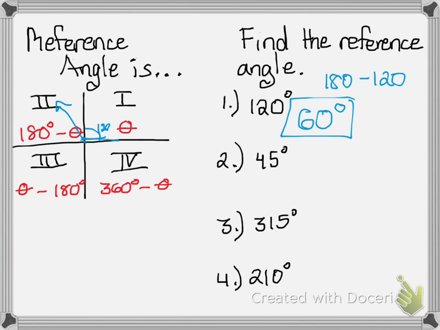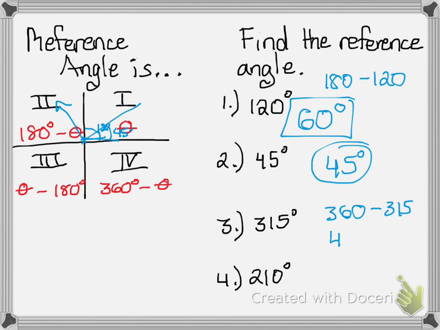All right, let's look at 45 degrees. Which quadrant will that angle end up? It surely will be in that first quadrant, 45 degrees. So the reference angle is just going to be 45 degrees. 315 degrees. Which quadrant? I keep saying that. Which quadrant will that angle end up? It will end up in the fourth quadrant. So since it's going to be the fourth quadrant, I'm going to do 360 minus 315. And that will give me 45 degrees.